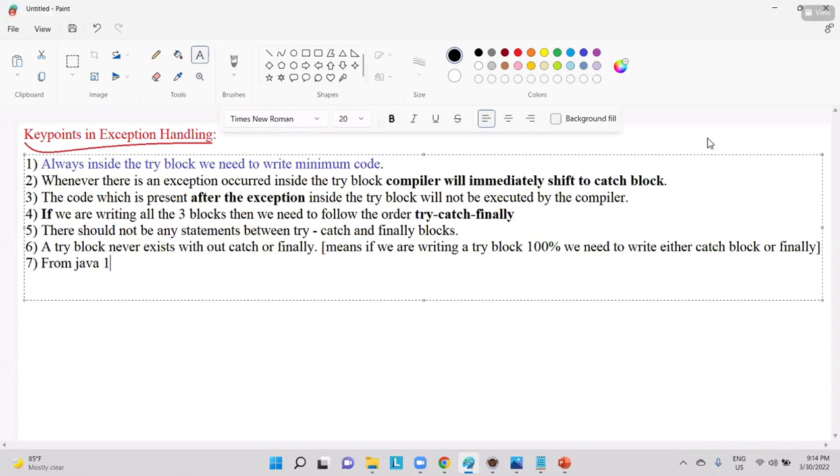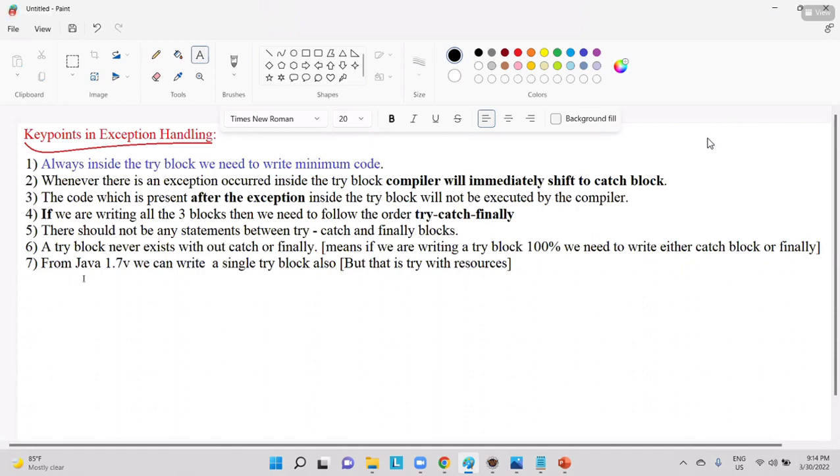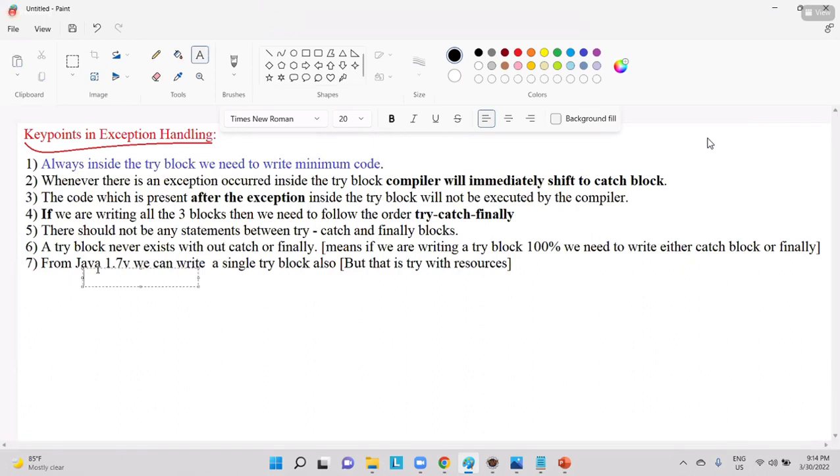From Java 1.7 version, we can write a single try block also, but that is try with resources. Try with resources means the syntax of this is, I'm speaking about here.